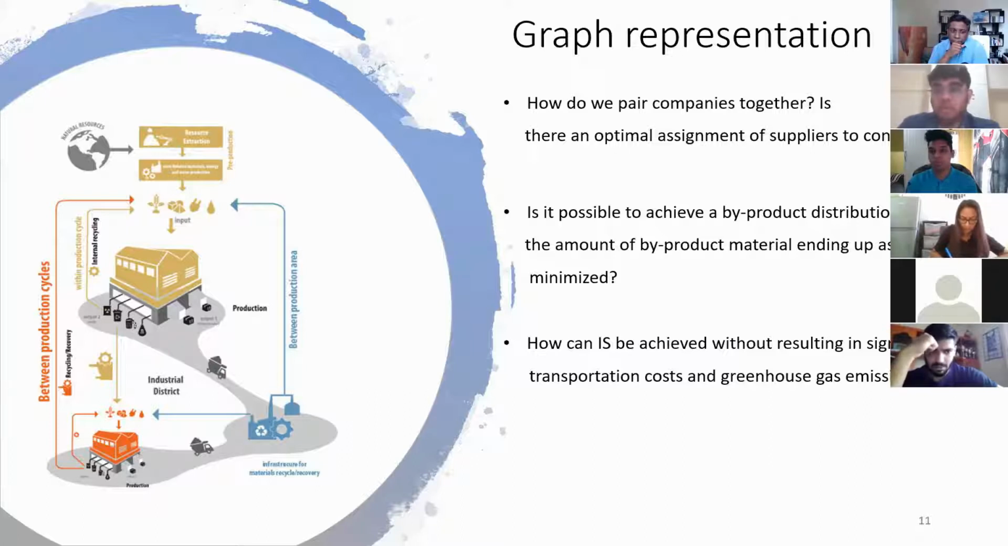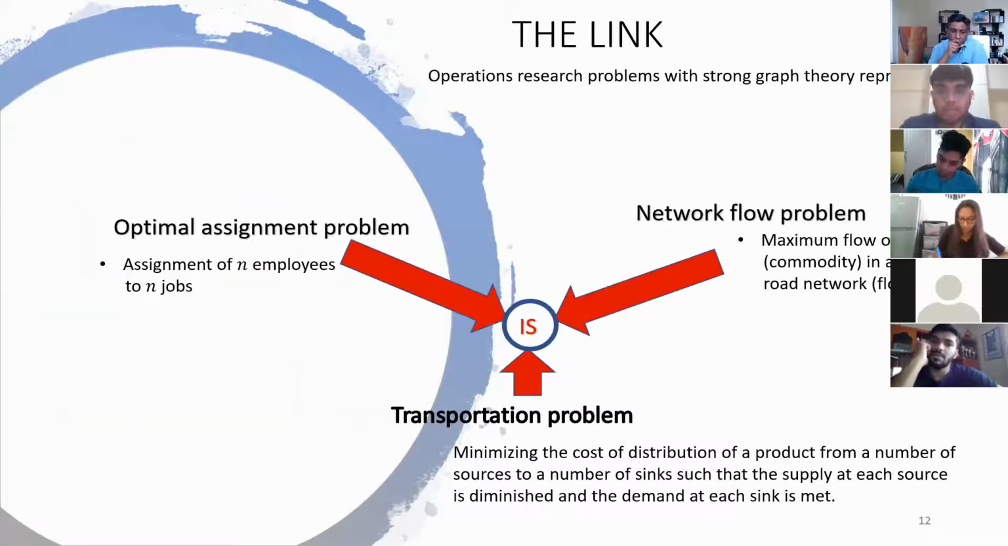Operations research, or OR, is a well-established field and is essentially concerned with the management of organizations by scientific methods. So these are the 3 problems in OR that are relevant to industrial symbiosis: the optimal assignment problem, the network flow problem, and the transportation problem.